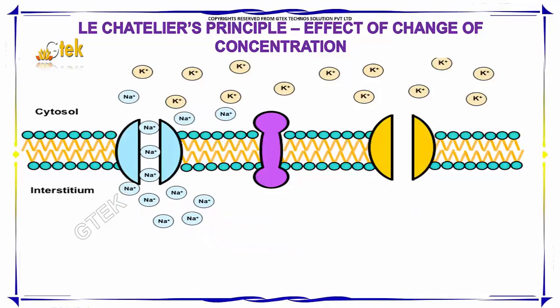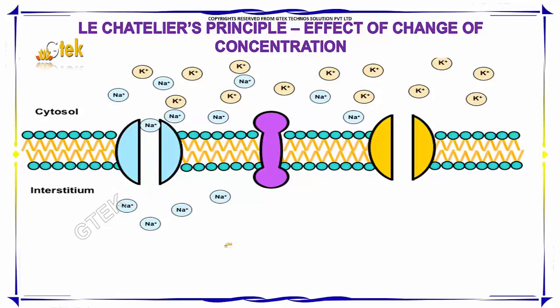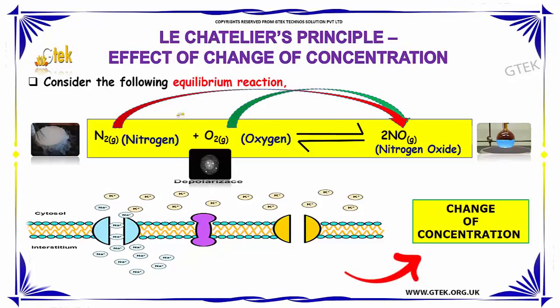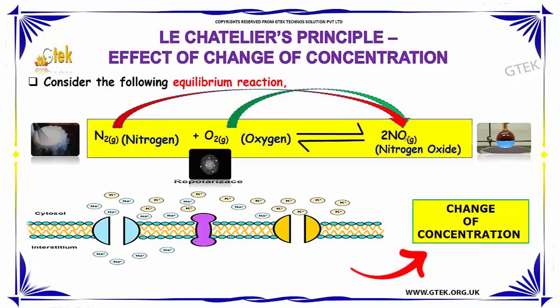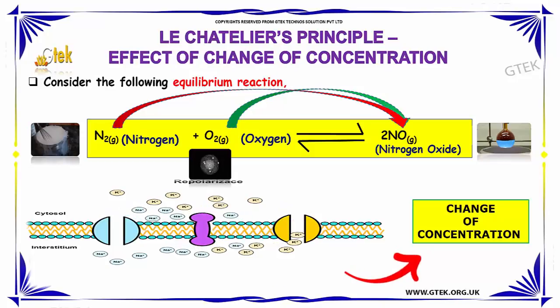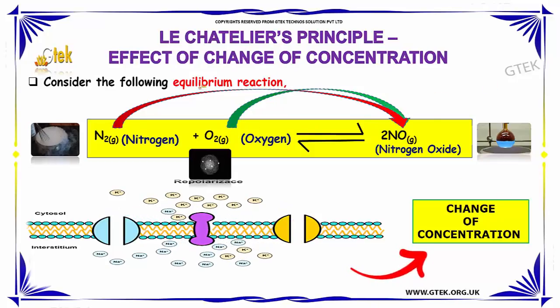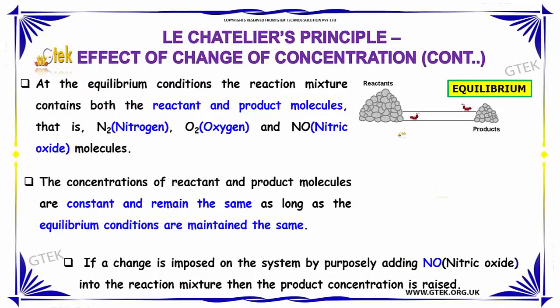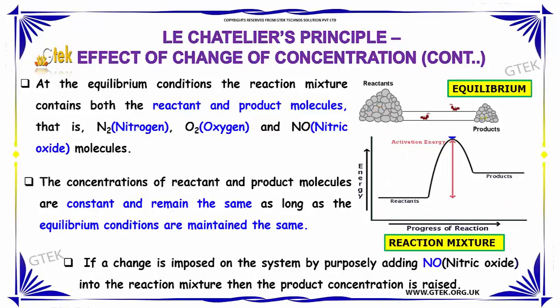Let's see the effect of change of concentration with Le Chatelier's principle. Consider the following equilibrium reaction: nitrogen with oxygen gives nitrogen oxide. At the equilibrium conditions, the reaction mixture contains both the reactant and the product molecules. That is, nitrogen and oxygen will give nitric oxide.